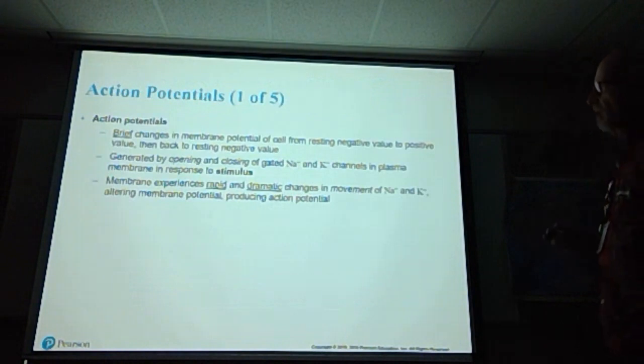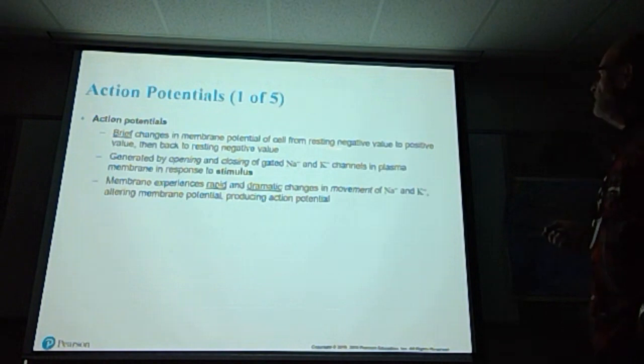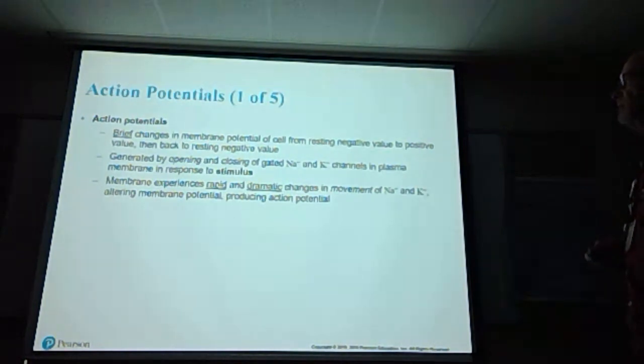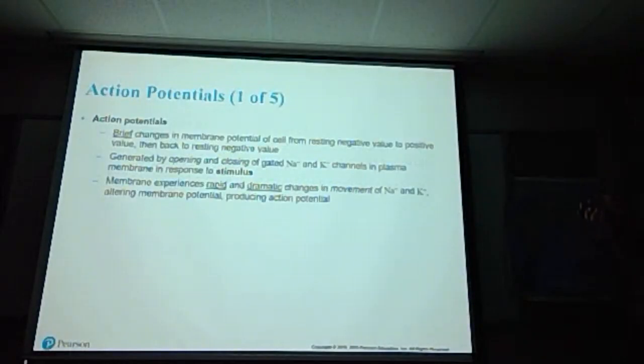Action potentials. These are brief changes in membrane potentials of cells from resting negative values to positive values, then back again, generated by opening and closing of gated sodium and potassium channels in the plasma membrane in response to some stimulus. The membrane experiences rapid and dramatic changes in the movement of both ions, altering membrane potential, producing an action potential.